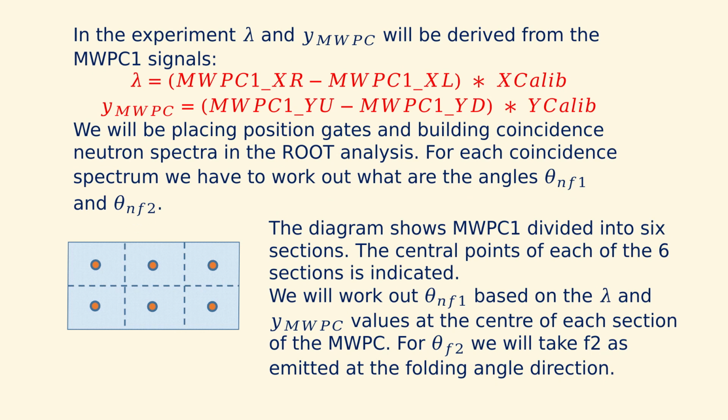Now, what we are going to do in the root analysis is place position gates and build coincidence neutron spectra. Each of the neutron detectors will have a coincidence with fission, and the fission we are talking about will correspond to these six spots if you have made six sections, or it could be 12 spots if you have made 12 sections. And so you have to build these. This we will do in the root analysis later on.